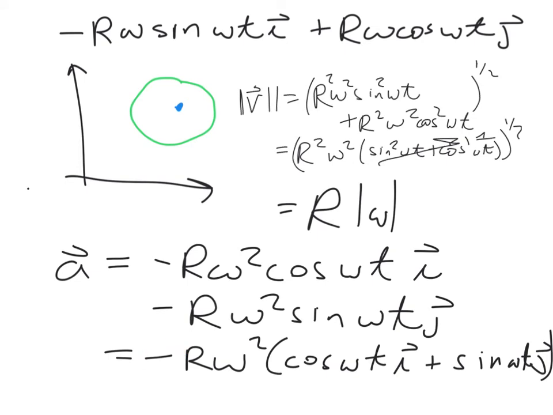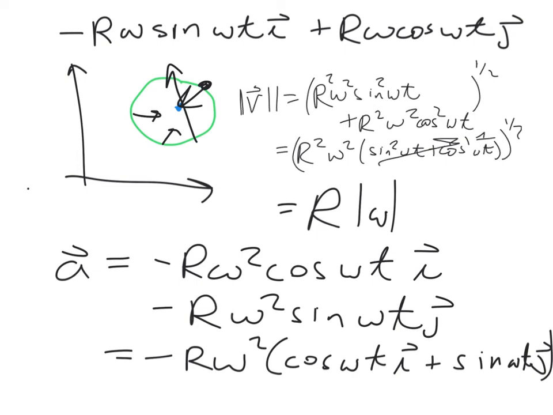This is negative r omega squared times cosine omega t i plus sine omega t j. So note the negative sign and then the cosine omega t i plus sine omega t j, a vector that points directly outward from the center of the circle. And this negative sign means that the acceleration vector at a point on the circle points inward towards the center of the circle. Now it might be long or it might be short, but the direction of the acceleration must be inward, exactly towards the center of the circle.